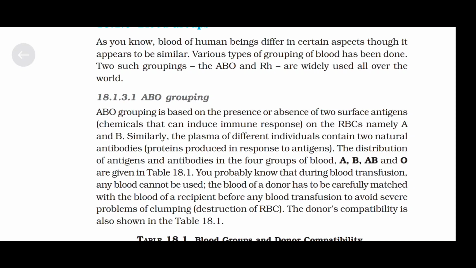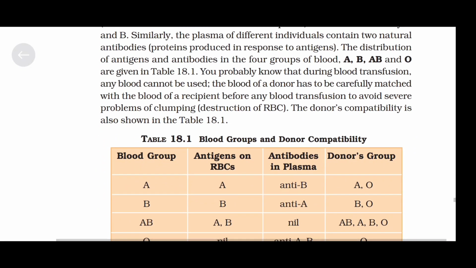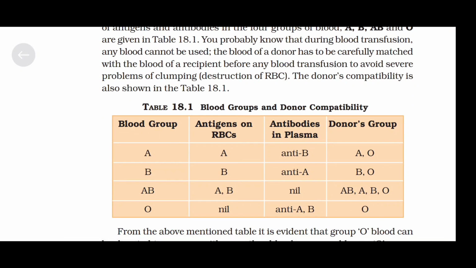You probably know that during blood transfusion, any blood cannot be used. The blood of the donor has to be carefully matched with the blood of a recipient before any blood transfusion to avoid severe problems of clumping, that is destruction of RBCs. The donor's compatibility is also shown in table 18.1.